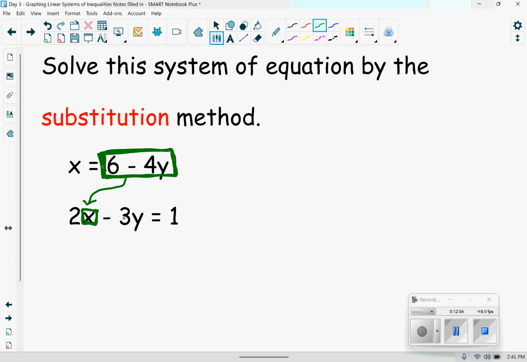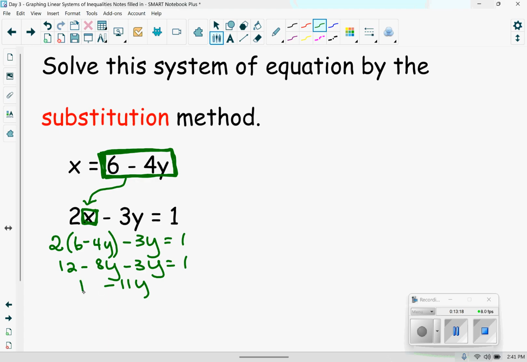So I'm going to solve the second equation, and in place of x, in place of myself, I'm going to put in the sub, 6 minus 4y. Then I've got minus 3y equals 1. 12 minus 8y minus 3y equals 1. Negative 8y, negative 3y, is negative 11y. 12 minus 11y equals 1. So negative 11y equals negative 11, so y equals negative 1.